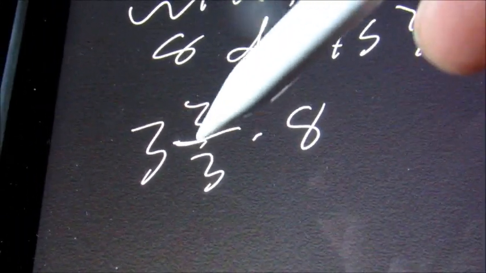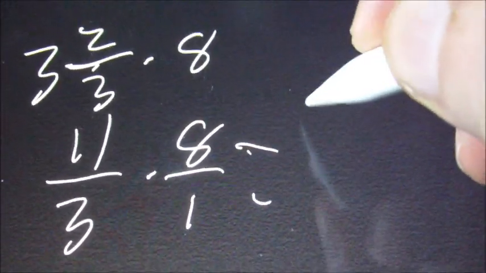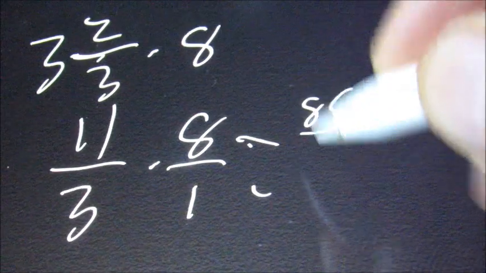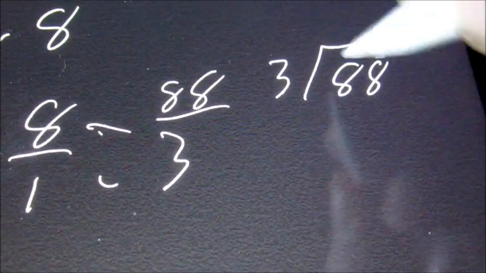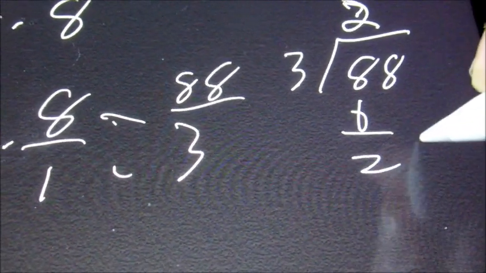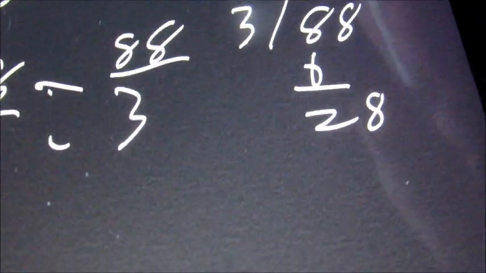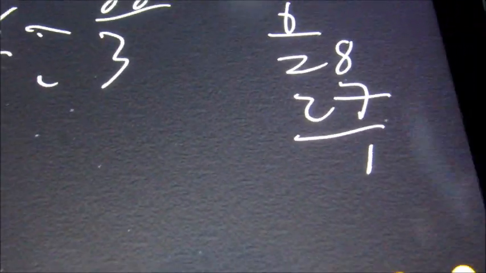So we're going to turn this into an improper fraction. 3 times 3 is 9, plus 2 is 11 over 3, and times 8. And I'll just put the over 1 this time. And it's going to be 11 times 8 is 88 over 3. When we divide this, I'm going to do this one longhand so you can see. 3 into 88. 3 goes into 8 2 times. 2 times 3 is 6 with a 2 remaining. Bring down the 8. 3 will go into 28 9 times. 9 times 3 is 27 with 1 remaining.